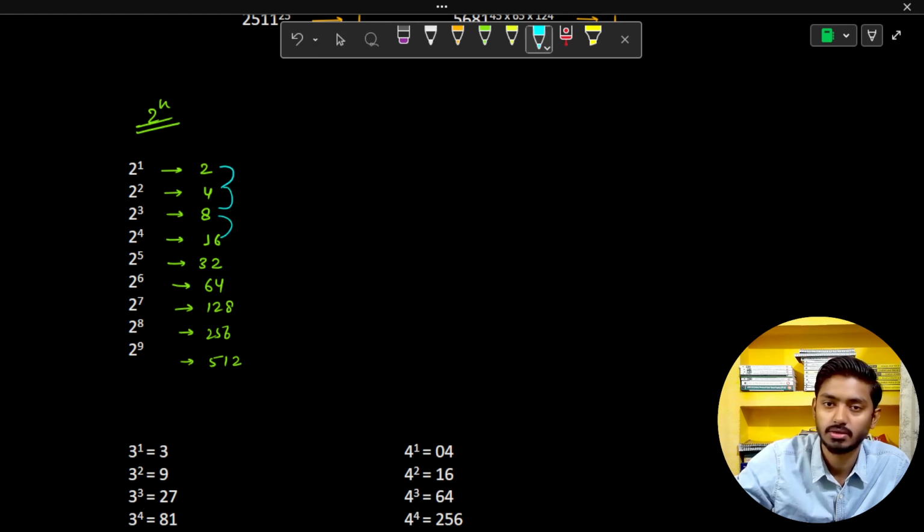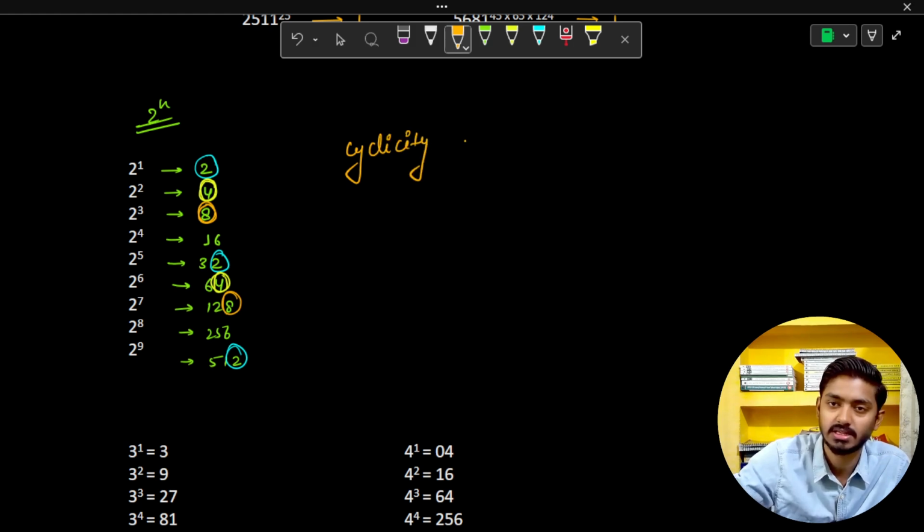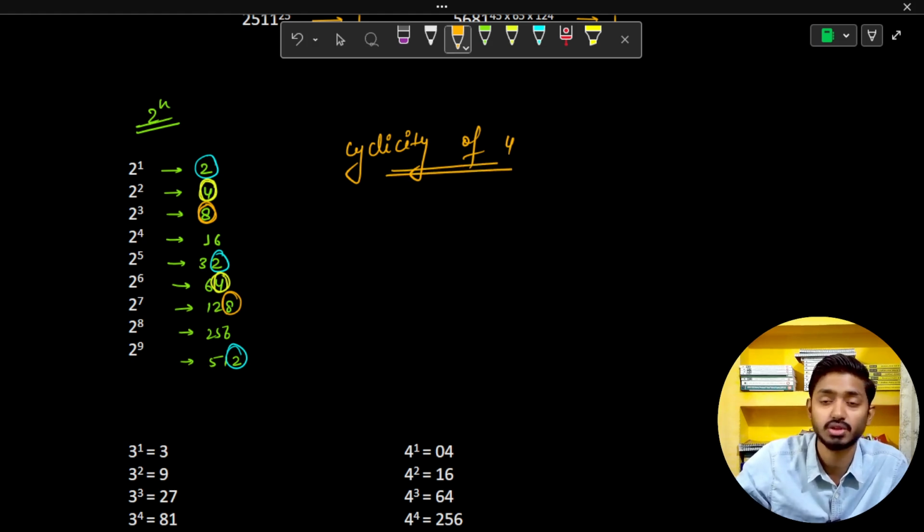1, 2, 3, 4. If you observe, every fourth number has a unit digit 2. Similarly, every fourth number from second place has a unit digit 4. If I talk about the third place, every fourth place has a unit digit 8. That means we can say there is a cyclicity of 4 going on with power, and there is a repetition of unit digit.